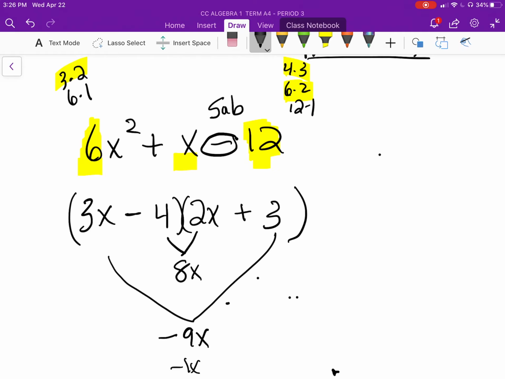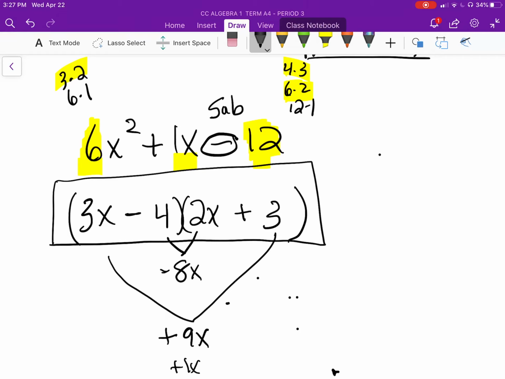So this is the one that takes the most work. So we're going to put the minus here and the plus here. And that makes this a minus 8 and a plus 9, which is a plus 1. And that's what we were looking for, plus 1. So this is the correct factored form for 6x squared plus x minus 12.